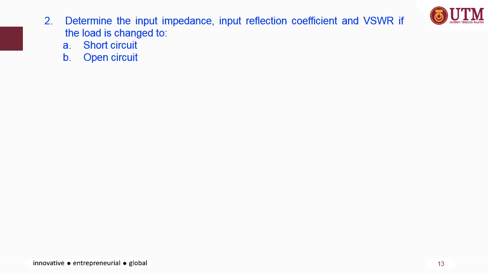Okay, next let's look at the second question. Determine the input impedance, input reflection coefficient, and VSWR if the load is now changed to short and open circuit. Right, so let's consider the condition A. So for short circuit, sorry for my handwriting, short circuit. So in this case, your ZL will be equal to 0. Here is your Z0, and here is your Zin. Alright, remember the Zin equation if you have short circuit.